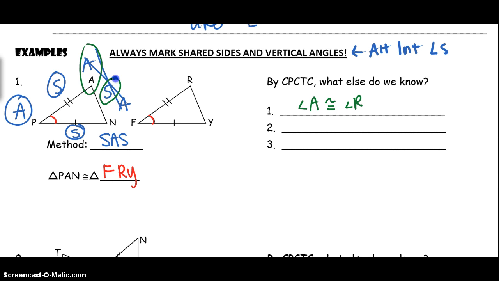And then the next one was the side. What side is this? It's side AN. What does side AN go with? AN goes with RY. So we know those are congruent since the triangles are congruent. What's this angle go with? Angle N. What does angle N go with? Y. Okay, so we know these are congruent because we said the triangles are congruent. So basically it's your leftovers. It's your guys that you didn't circle when you first found out what method you're using.